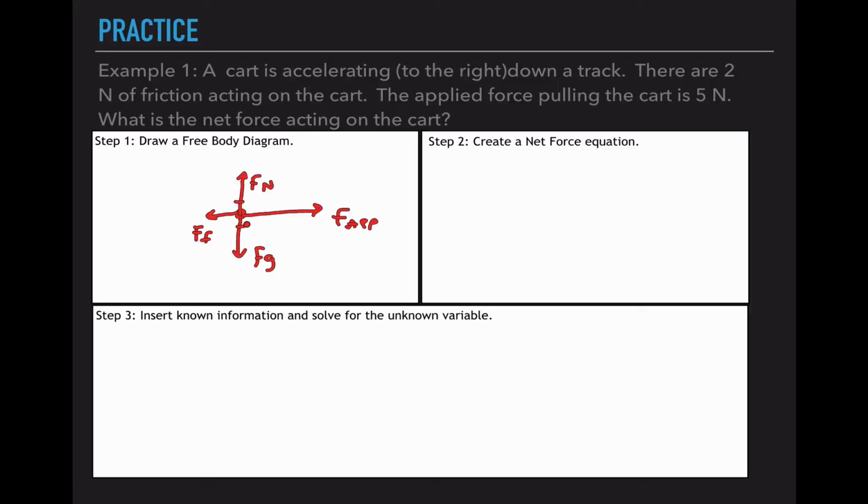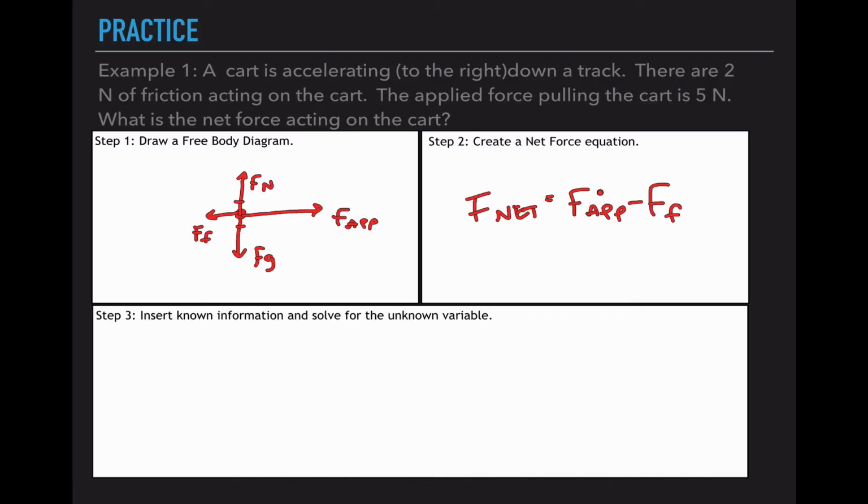So now we have to create a net force equation. The first thing we have to decide, which direction do we care about? The lefts and the rights, or the ups and the downs? We care about the lefts and the rights because those are the arrows that are not equal. So I'm going to write F net equals F applied minus F friction.